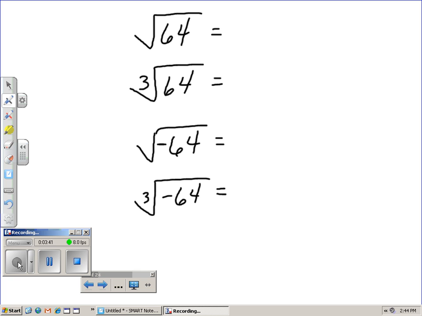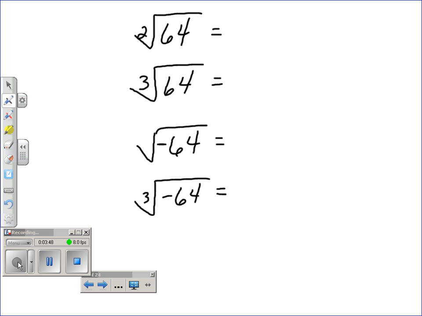Okay, to illustrate this a little further, just look at these roots here. The square root of 64, now I'm going to go ahead and put the little 2 in there, even though we hardly ever do. The square root of 64 is going to have two answers, plus or minus 8, because 8 times 8 gives me 64, but also negative 8 times negative 8 gives me 64. The cube root of 64 is only going to give me one answer, 8, because the only way you can get 64 using three 8s is to use three positive 8s.